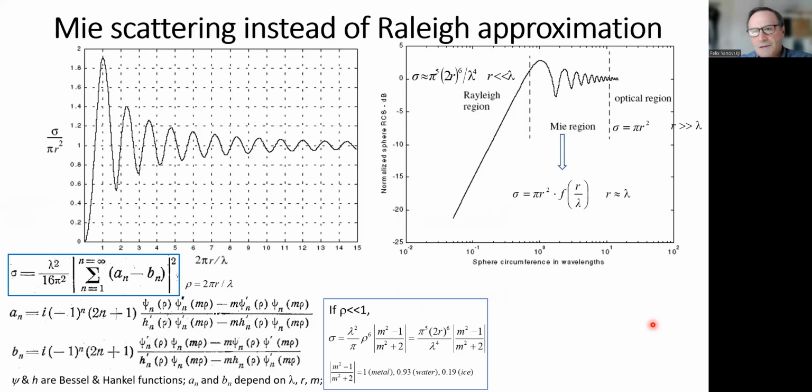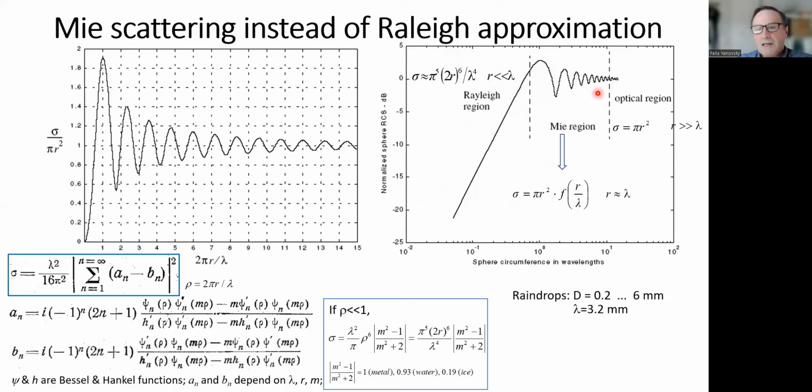This difference is explained in these plots, which are taken from a famous radar textbook. Radar cross-section sigma of a metal sphere with radius r, and in a logarithmic scale, it looks like this, where we can see the Rayleigh region and the Mie region. The Rayleigh region is valid when the radius or diameter of the scatterer is much less than the wavelength. And here we have the resonant or Mie region.